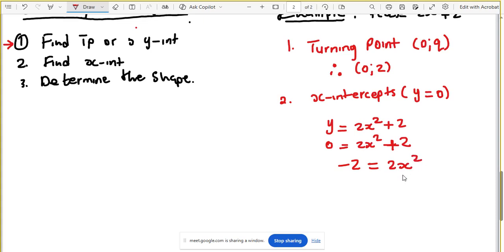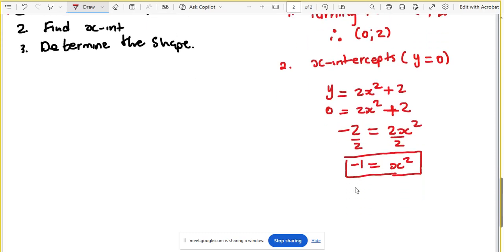Is there anything that we can do here? If we divide both sides by 2, we have minus 1 equals x squared. But now look at this question. Can we solve this? Can we find the square root of minus 1? No. Exactly. We cannot do that.